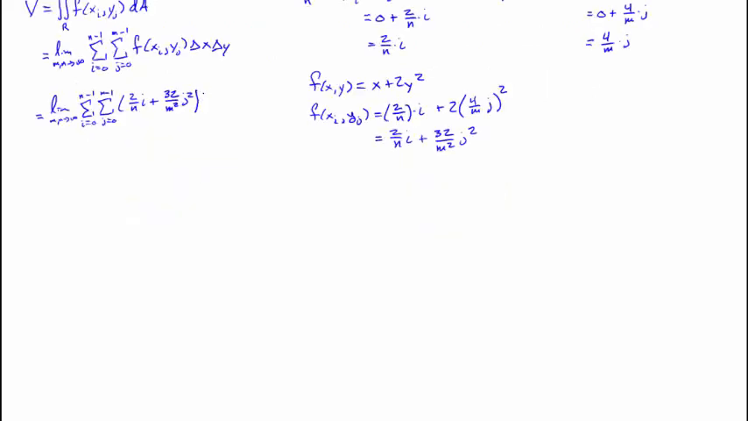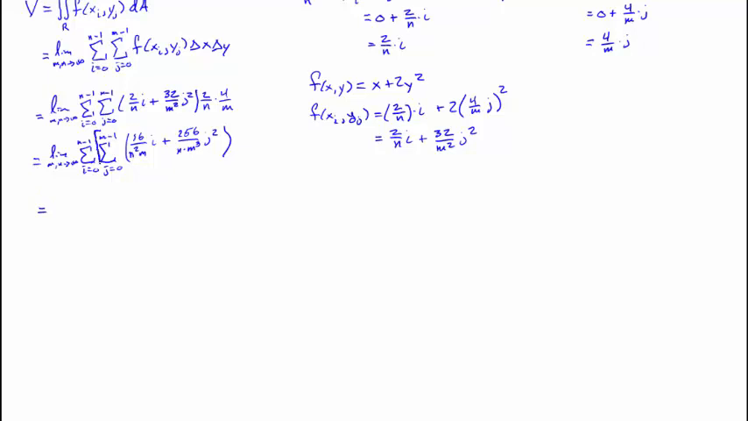And delta x is 2 over n, delta y is 4 over m. So here we have the limit as m and n go to infinity of the sum from i equals 0 to n minus 1, the sum from j equals 0 to m minus 1 of, now we distribute this in, so we get 2 times 4 is 8 times 2 is 16 over n squared m times i plus 32 times 2 is 64 times 4 is 256 over n times m cubed j squared.